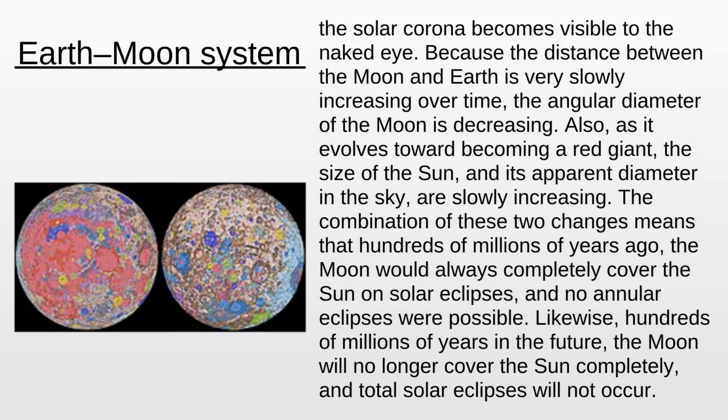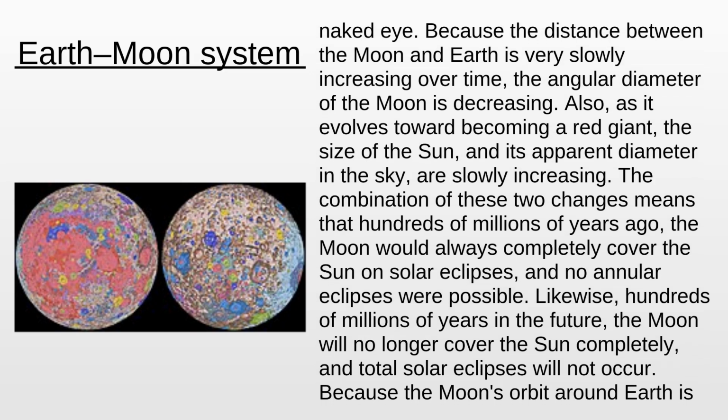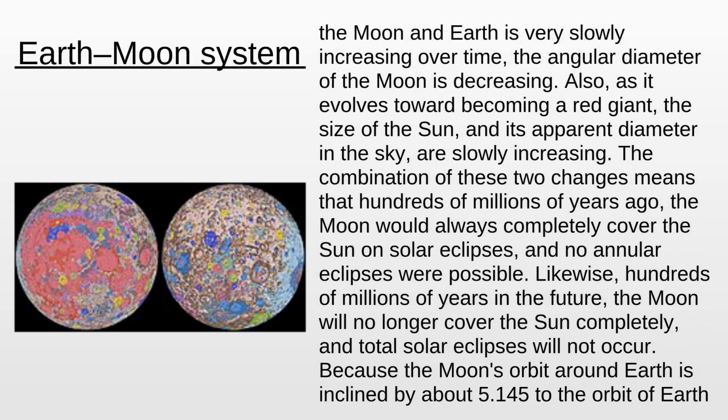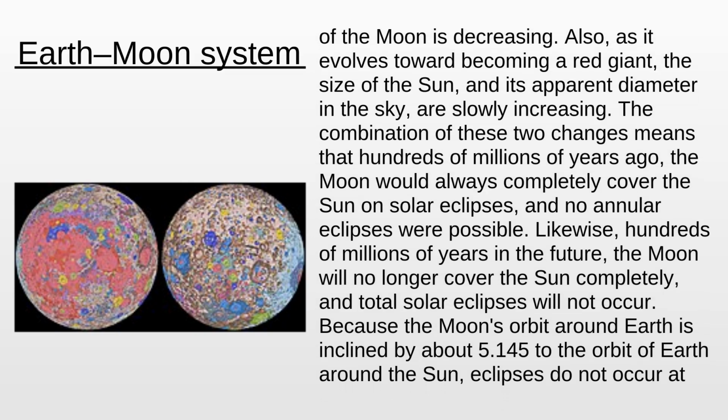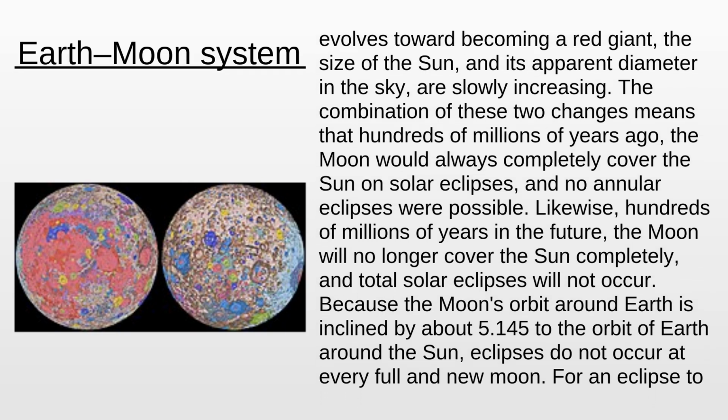In a total eclipse, the Moon completely covers the disk of the Sun and the solar corona becomes visible to the naked eye. Because the distance between the Moon and Earth is very slowly increasing over time, the angular diameter of the Moon is decreasing.